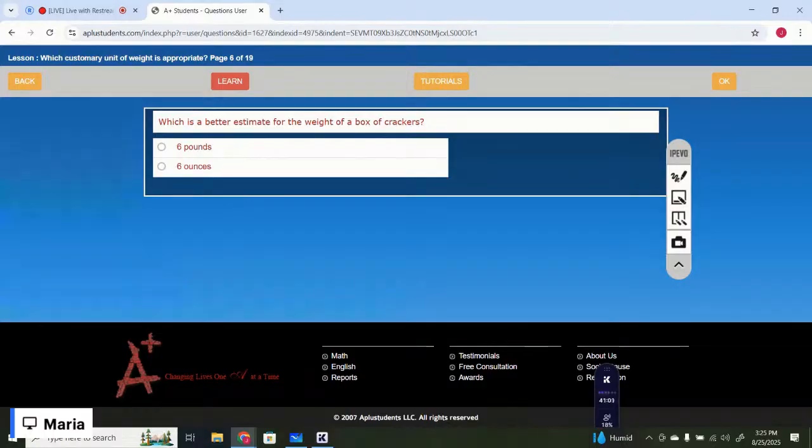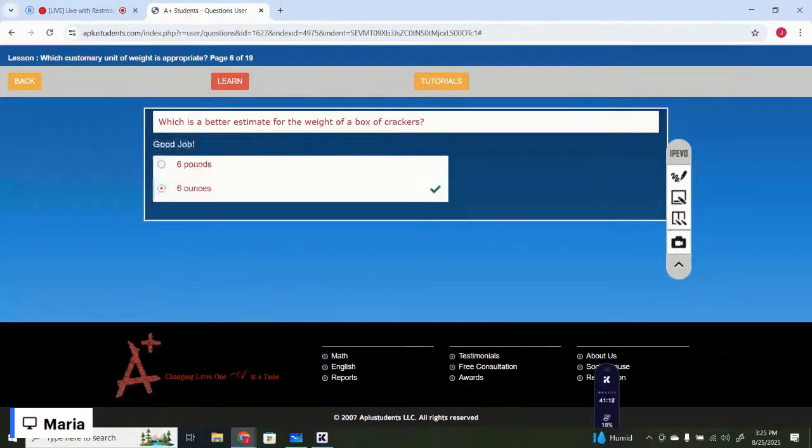Which is a better estimate for the weight of a box of crackers? It would be 6 ounces. Option number two is the correct option.